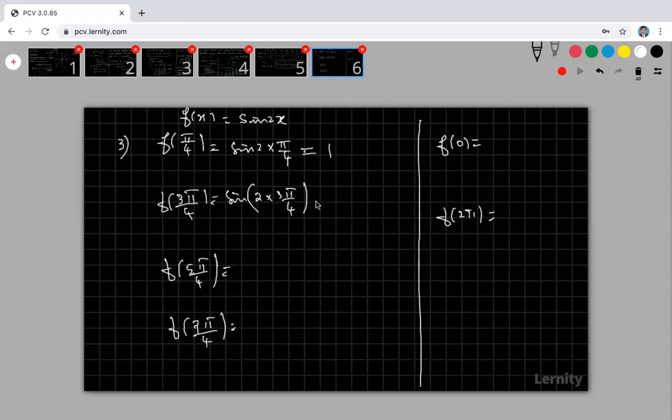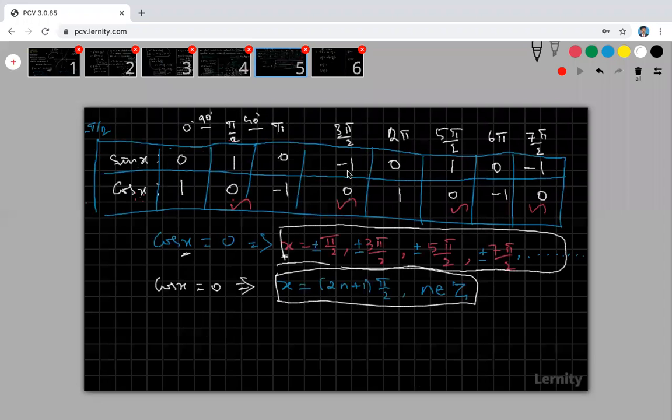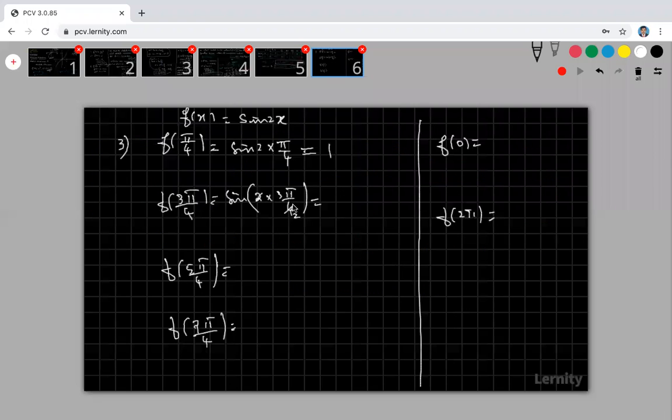Anybody please try this one? This is 2 into 3, 6. You can cancel this 2. What is the answer? 3 pi by 2. See this table, sine of 3 pi by 2. What is the value? 2 cancel, 3 pi by 2. My sine of 3 pi by 2 value is -1.